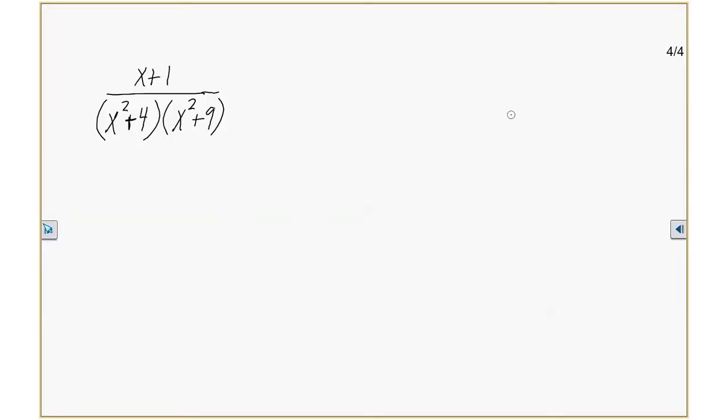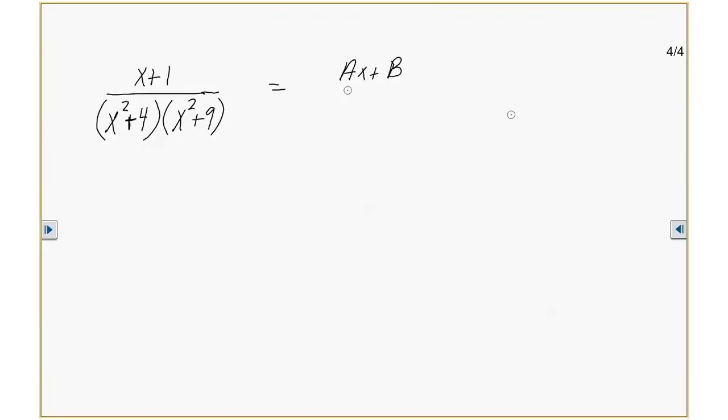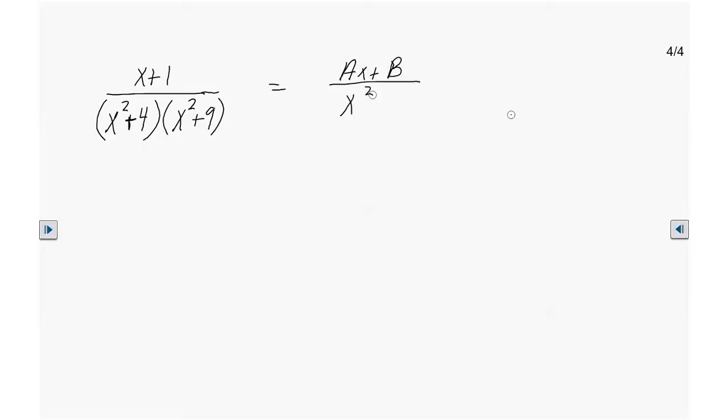What else do you notice? Both of them, the x is raised to the what? Second power, so they're not linear. They're quadratics. So we're going to have to break them up nonetheless. So break them up, and you can't factor them, so this would turn into ax plus b over x squared plus 4 plus cx plus d over x squared plus 9.